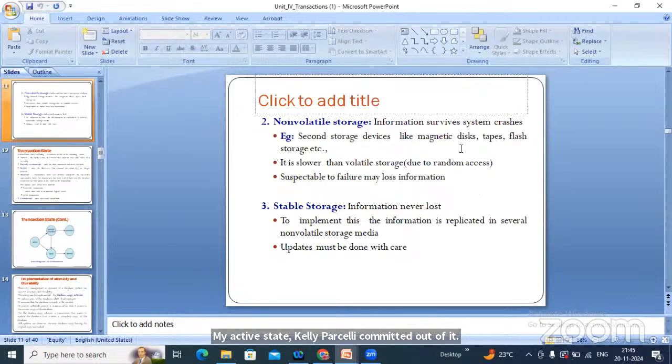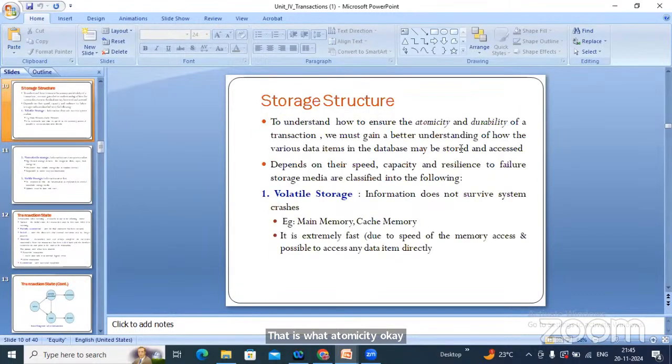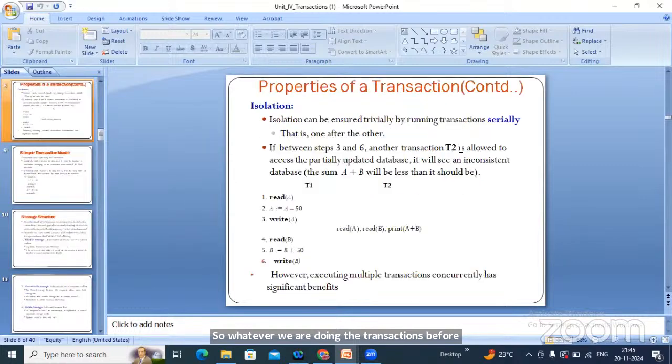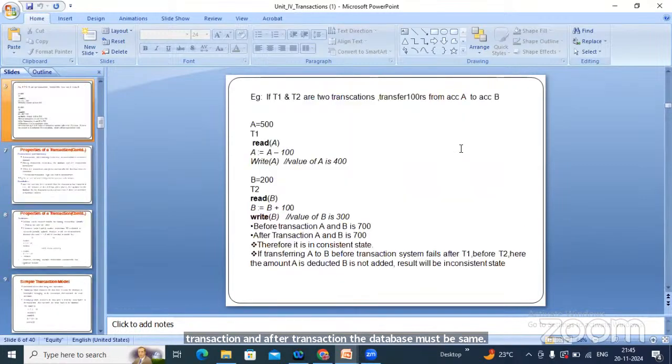So whatever transactions we are doing, before the transaction and after the transaction, the database must be the same. That is called a data consistent state in atomicity.